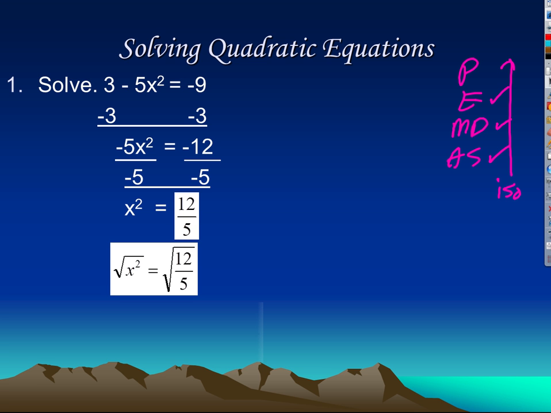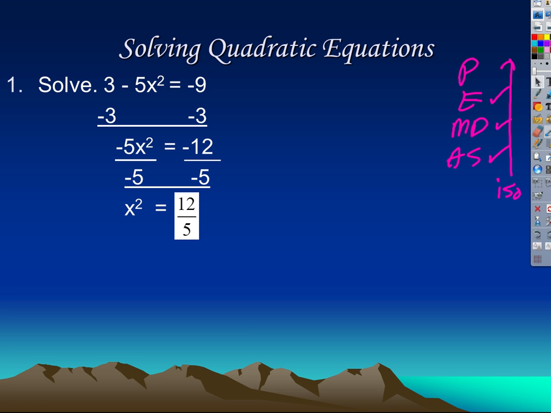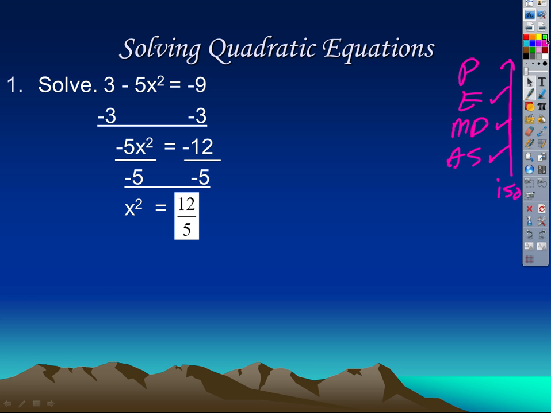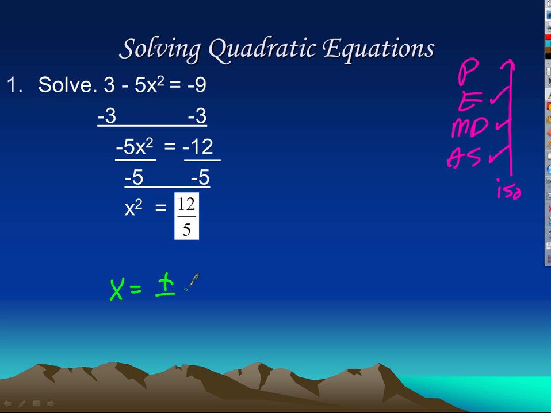Let's forget this, we'll just write it out. So if I square root both sides, I'm going to get x equals plus or minus the square root of 12 fifths. Now let's simplify our answer, but you can't forget that plus or minus, right?